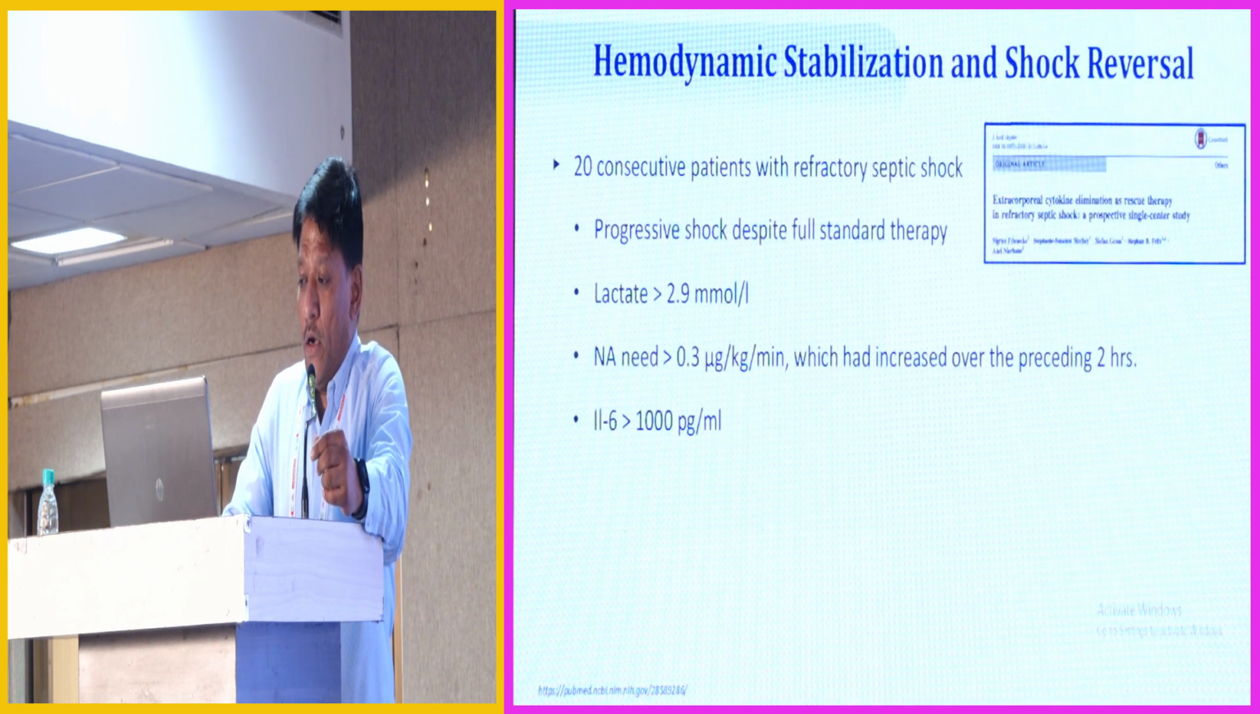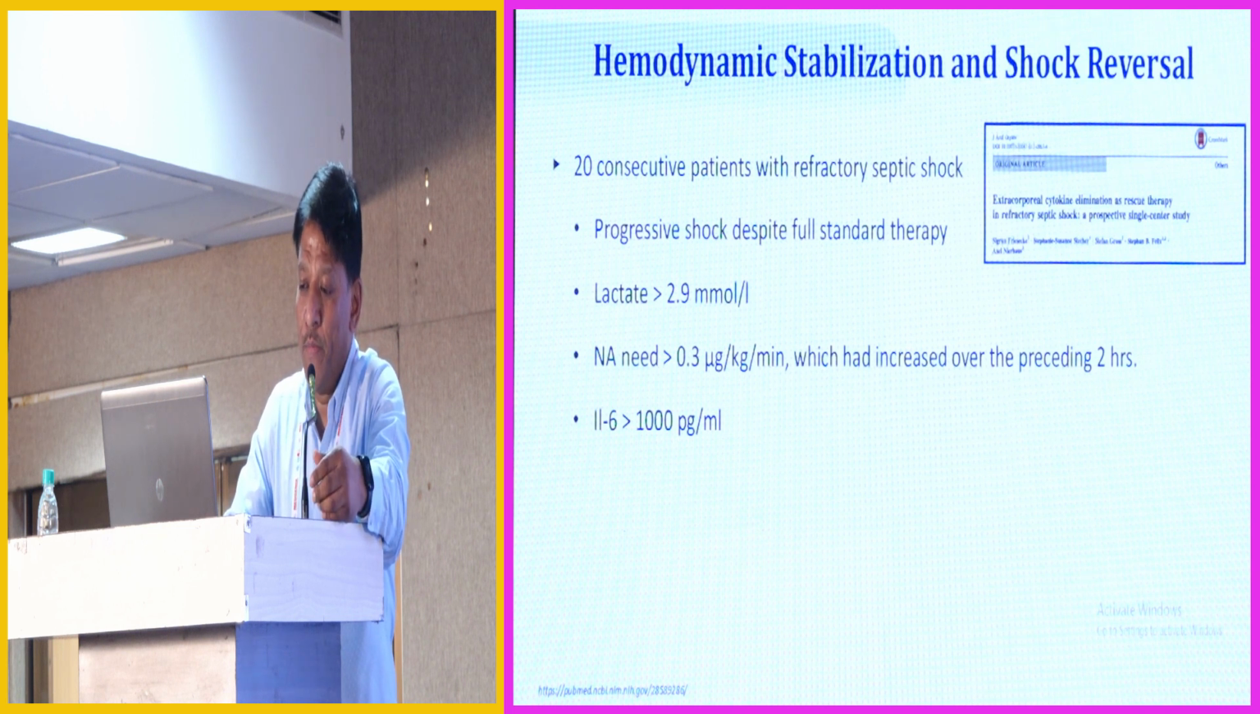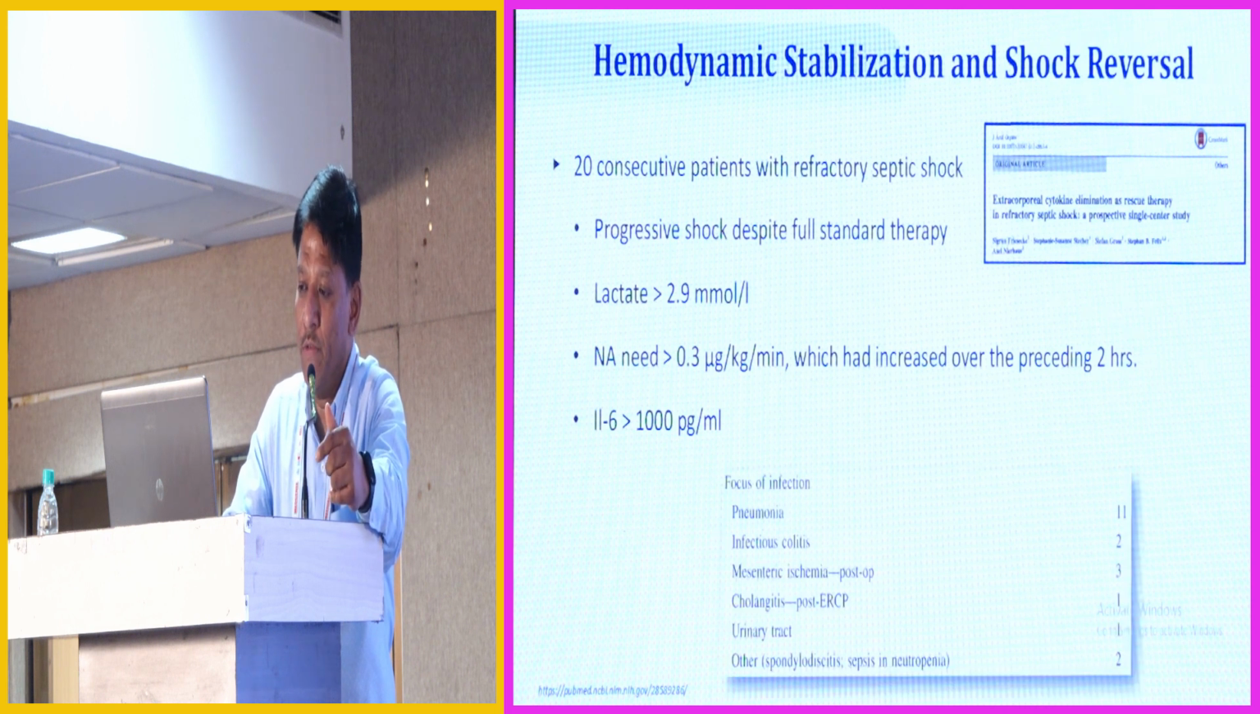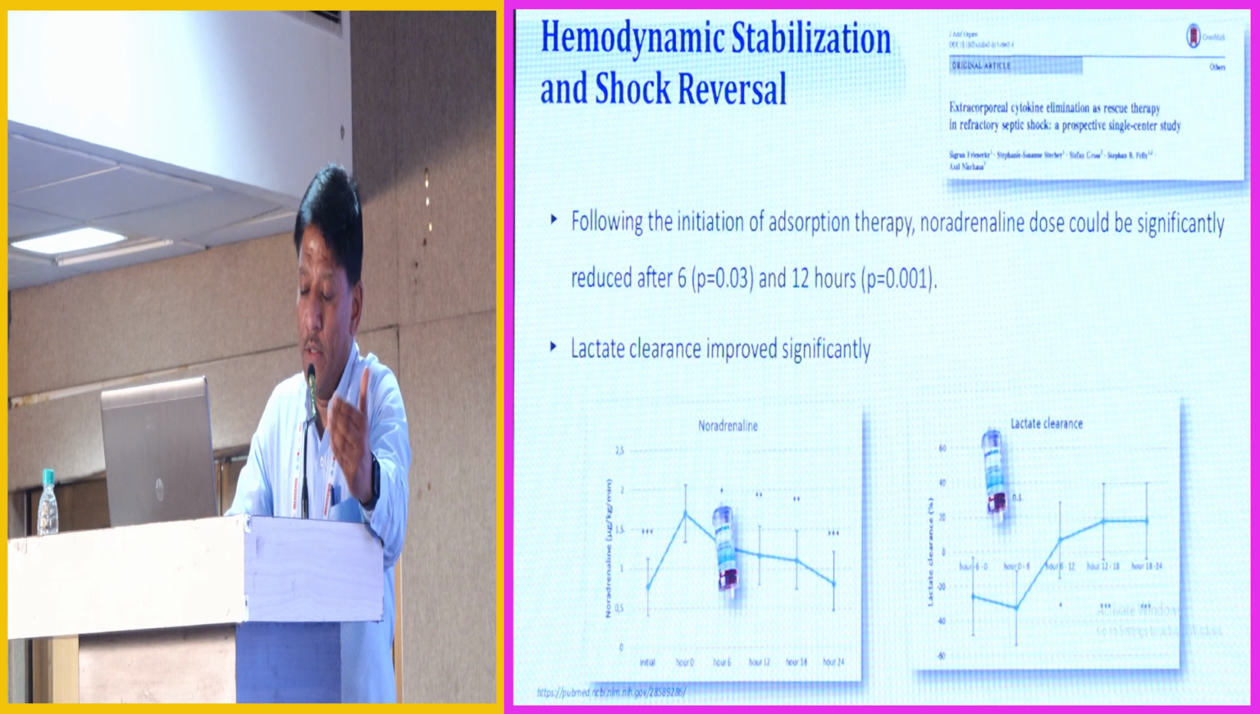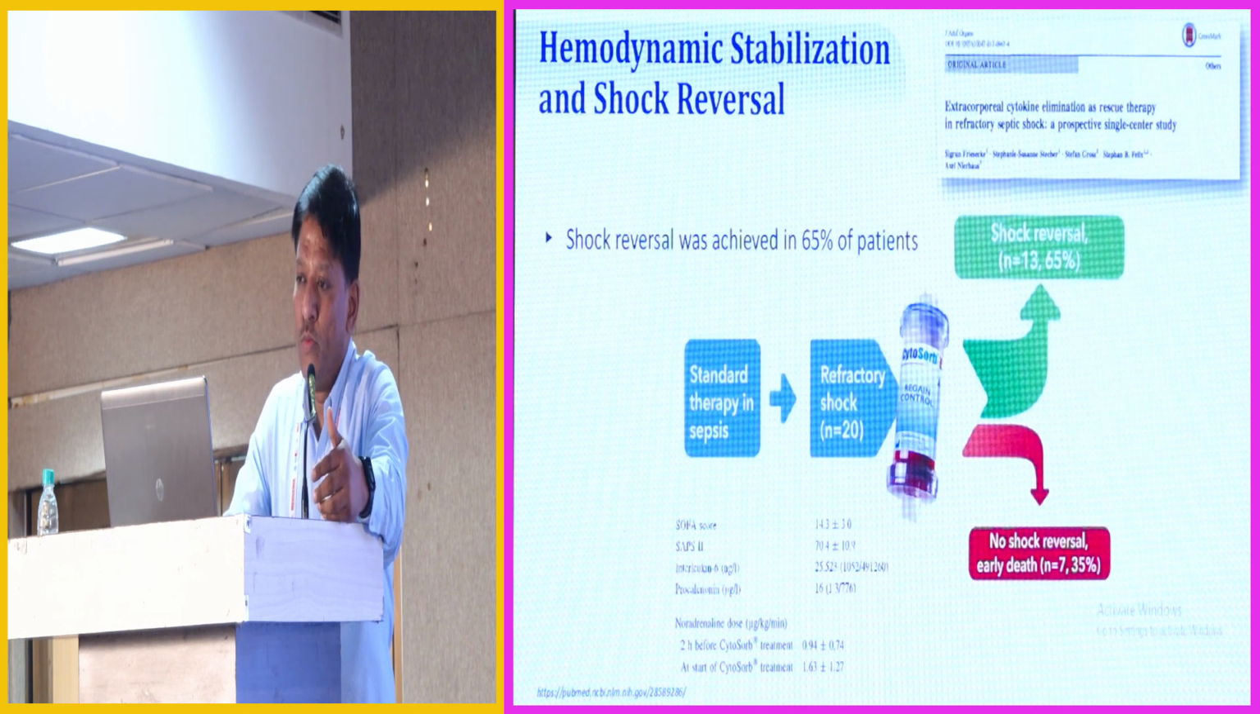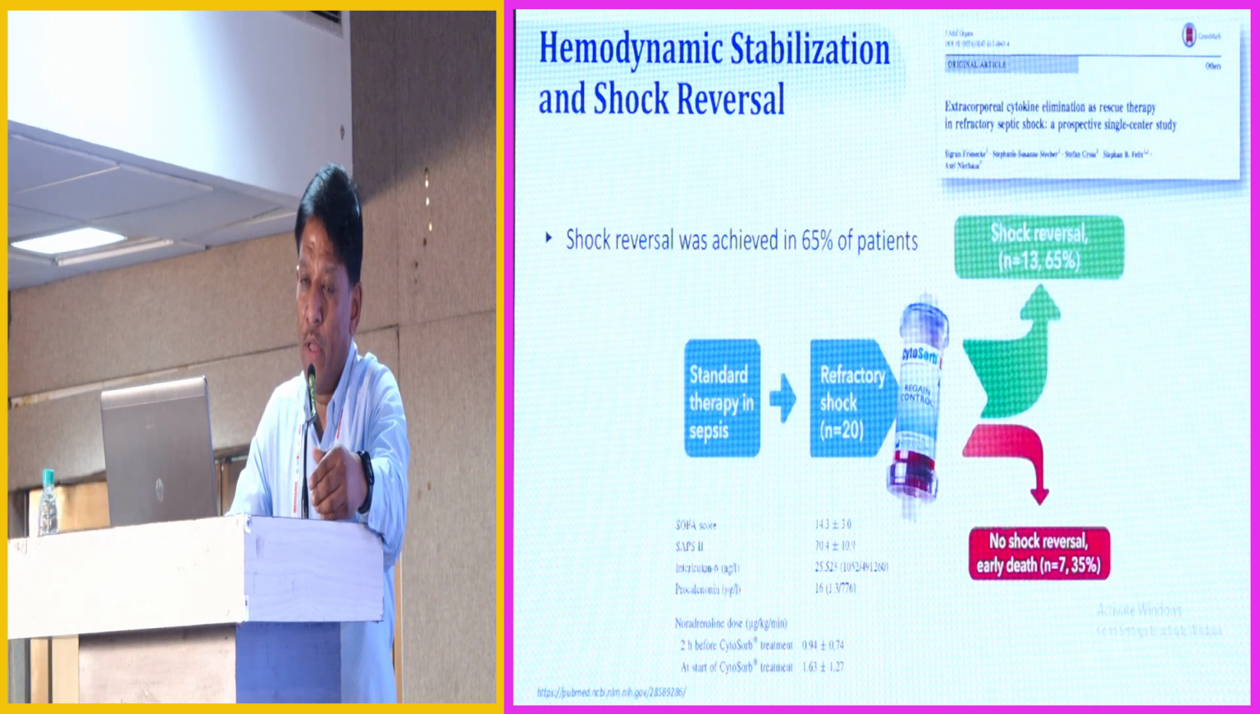Then another publication from Friesecke et al., again 20 consecutive patients with refractory septic shock with high lactate and high noradrenaline requirement. In this patient group, they monitored IL-6, which was more than 1,000. Nowadays our cutoff for using such devices is around 500. This was a study not for mortality, but basically for vasopressor requirement and lactate clearance. Both were achieved in this subgroup of patients using the devices. And shock reversal happened in this subgroup, with 65% of patients actually achieving shock reversal. Not only did the noradrenaline requirement come down, shock reversal happened in nearly two-thirds of the patients.